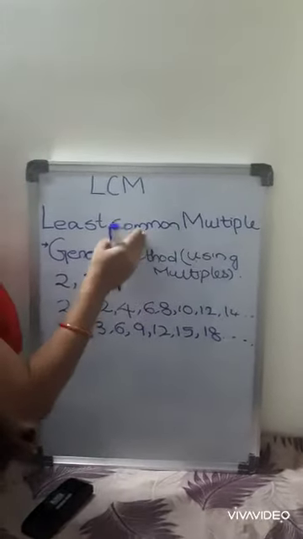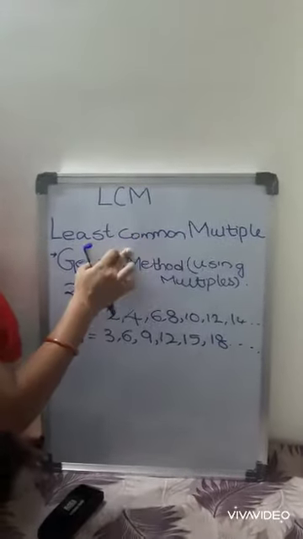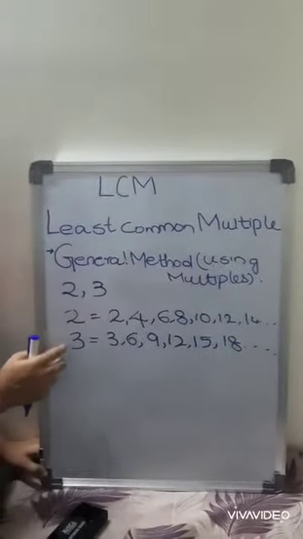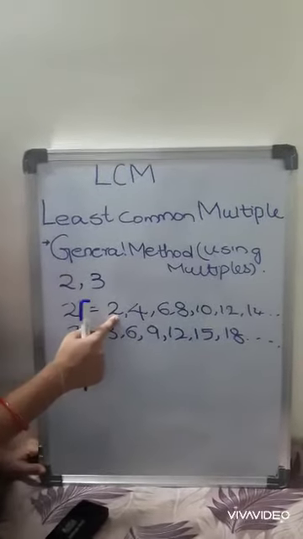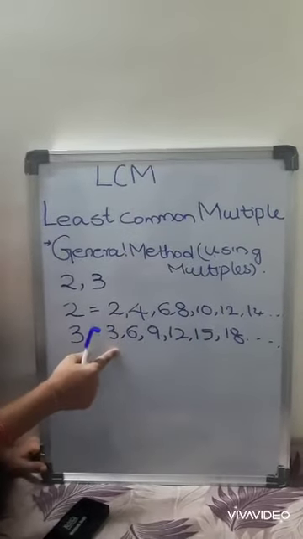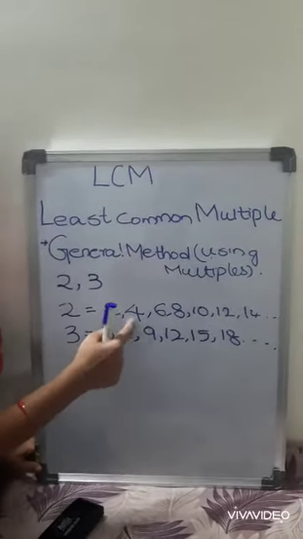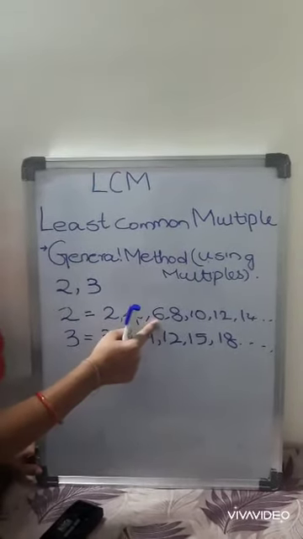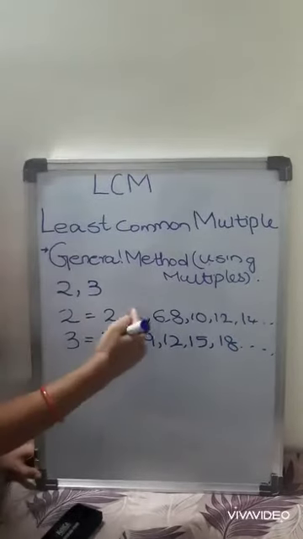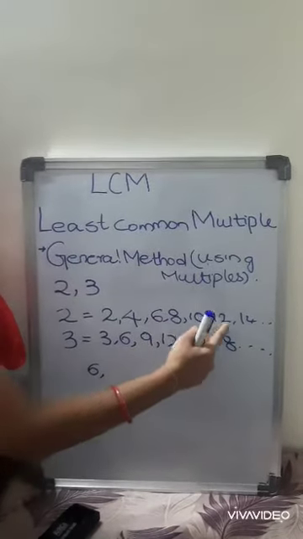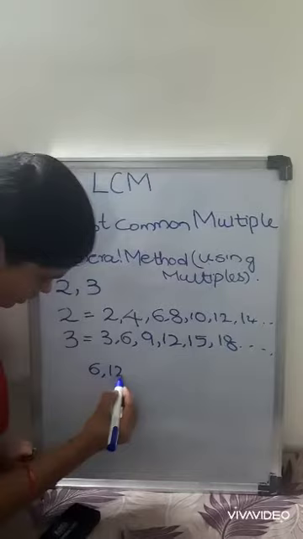Okay. The next step is finding the common multiples of 2 and 3. Do you have 2 in the 3 table? No. Do you have 4 in the 3 table? No. Do you have 6 in the 3 table? Yes, 6. So the common multiple is 6. Next, check in the same way. You have 12. So on, right?